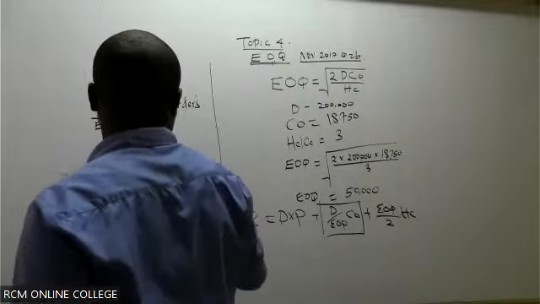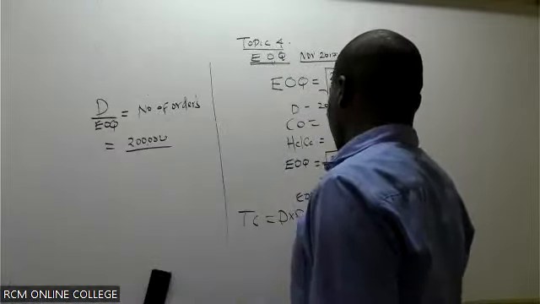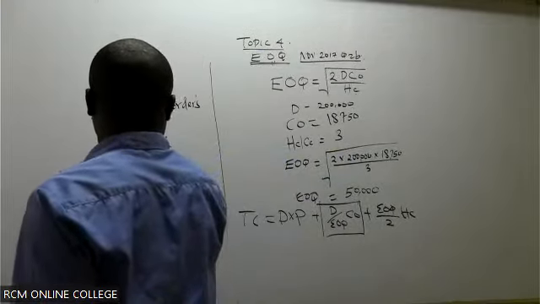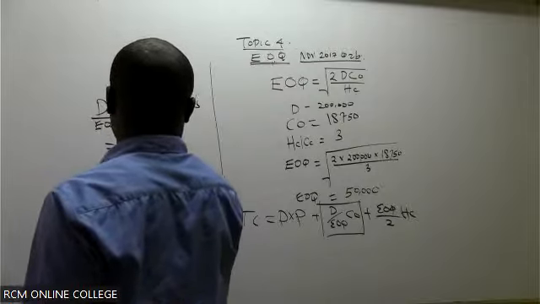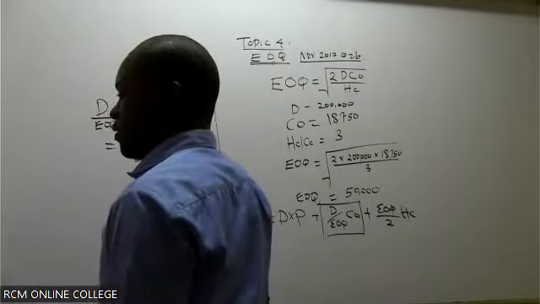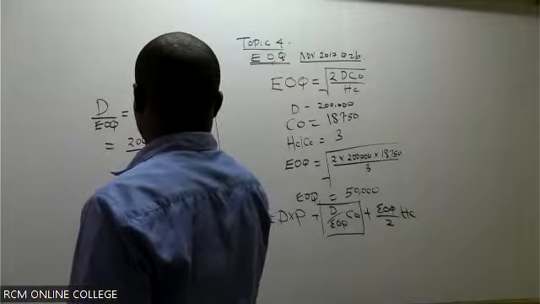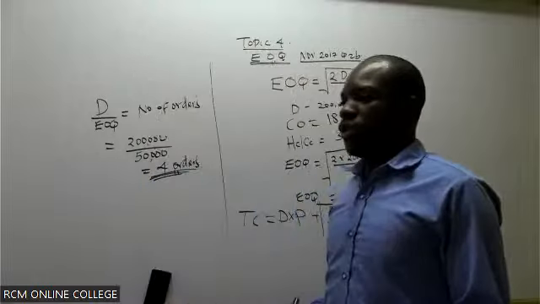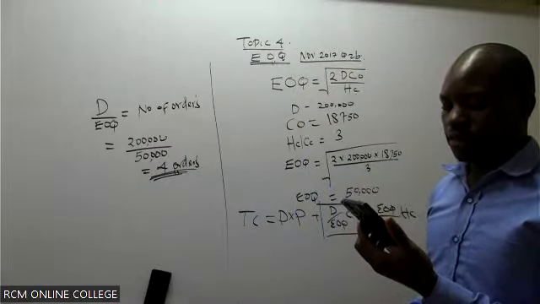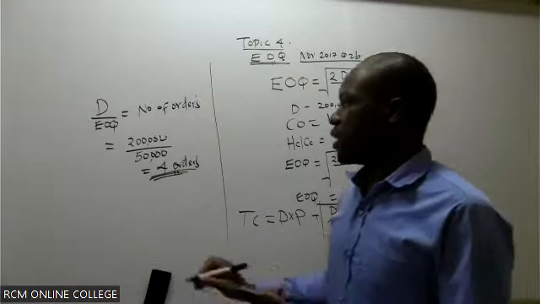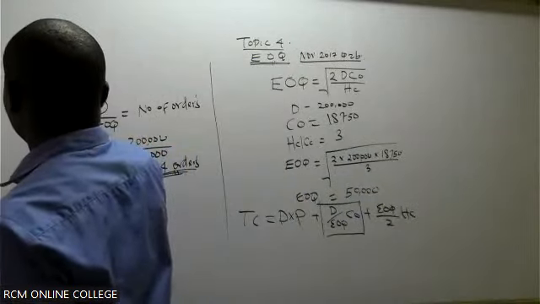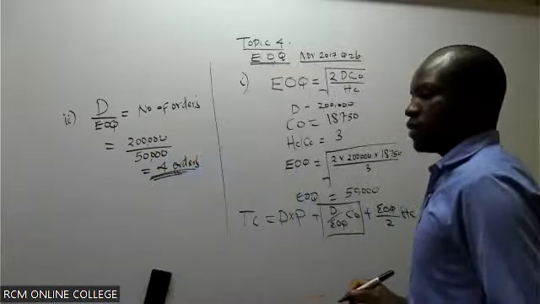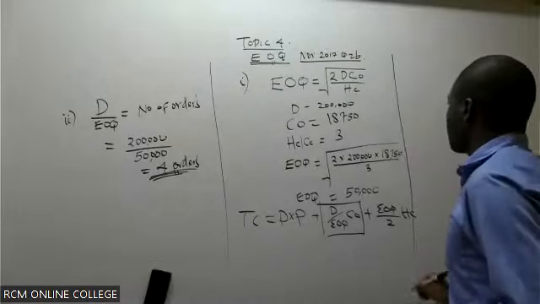How about economic order quantity? We calculated it in Roman 1 of the question, and you are getting 50,000. If that is done, we are getting how many orders? 4 orders. So that is what you are required to do in that particular question. That is Roman 2 of the question. Of course, this one here was Roman 1.